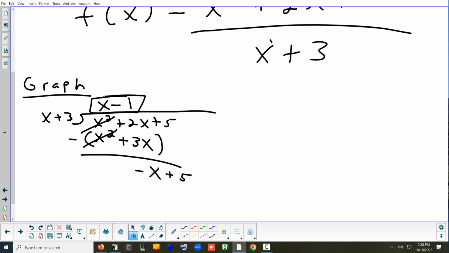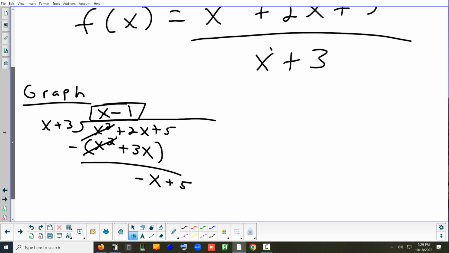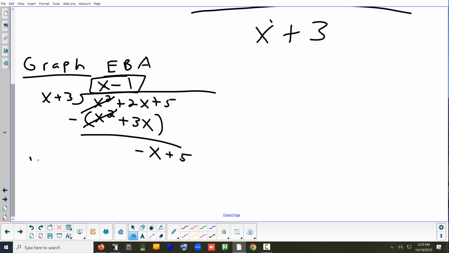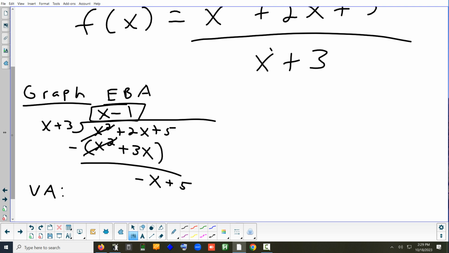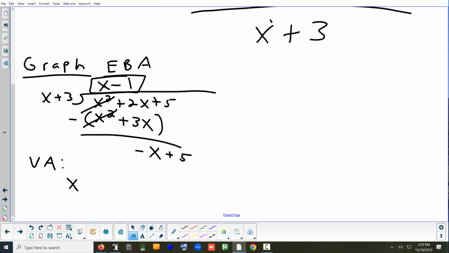There's your end behavior asymptote. It's y equals x minus 1. Which is also the quotient, right? Which is the quotient. Yep. Okay, so that's the EBA. Now let's find the vertical asymptote. Vertical asymptote is when you set the denominator equal to 0. This time I made the denominator a little simpler. What do you get for x when you set the denominator equal to 0? Negative 3. That's it. So we have 1 vertical and 1 slant.